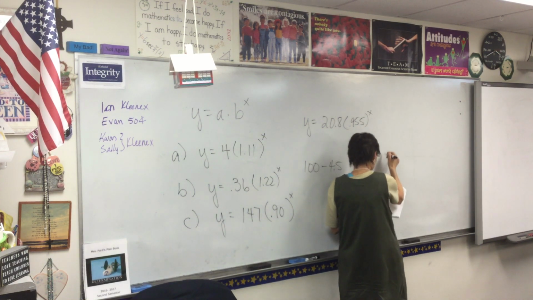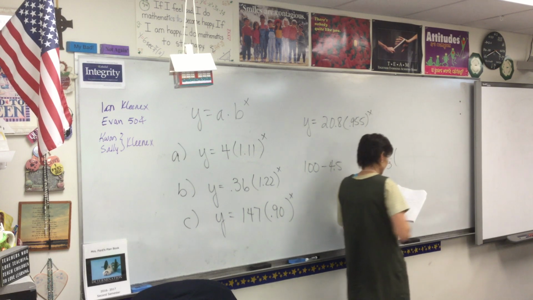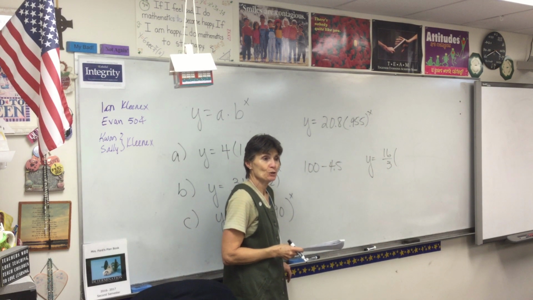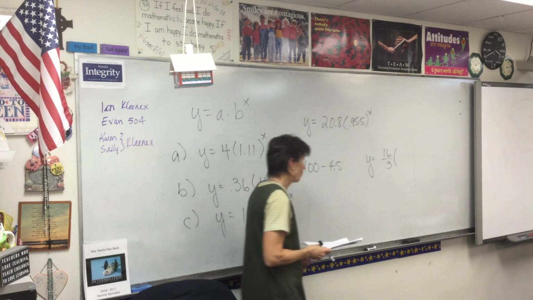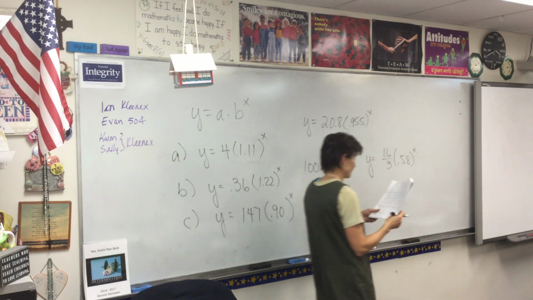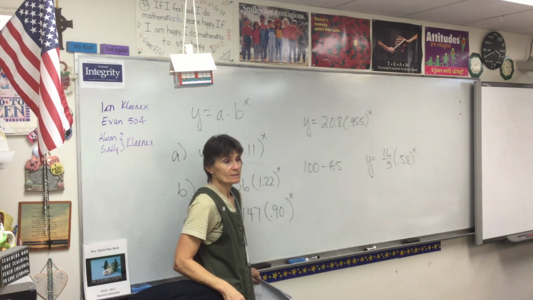The initial value is 16/3. And we're decreasing 42%. 58. So 0.58 to the X. So simple.